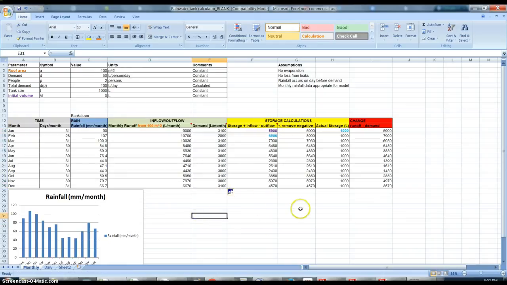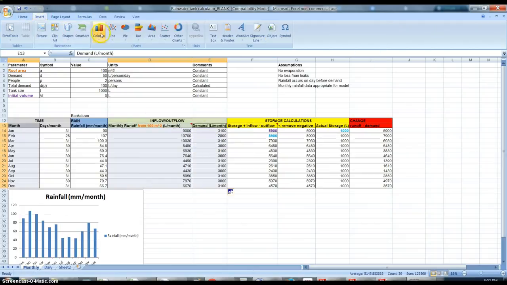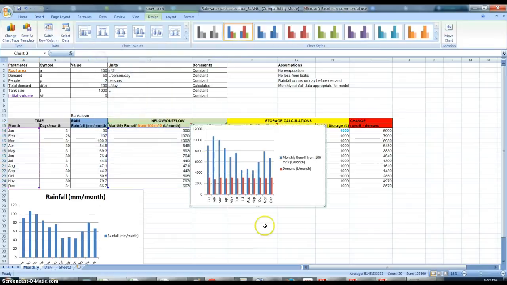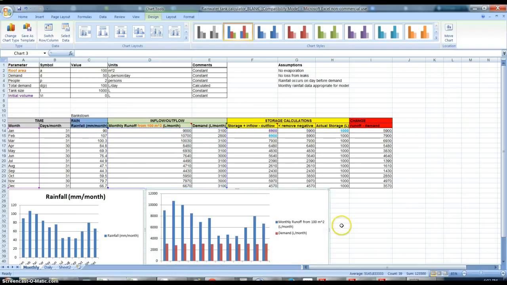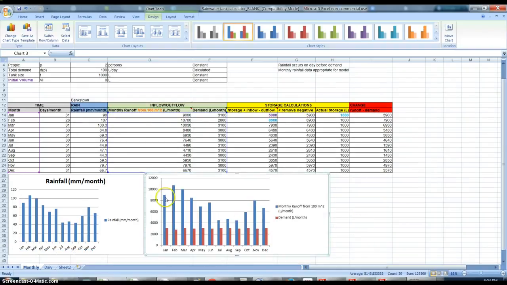Okay, so we'll just put this into a graph again. I think the graph is the best way to interpret. So we're going to select this data and insert graph. We'll just do a column graph. And now, okay, so you can see here that we've got the total runoff, which is related to the rainfall. The total runoff is quite a bit higher than the total demand for each month.